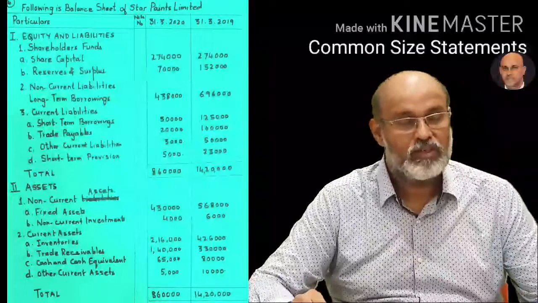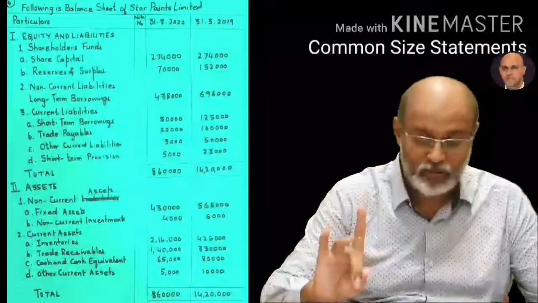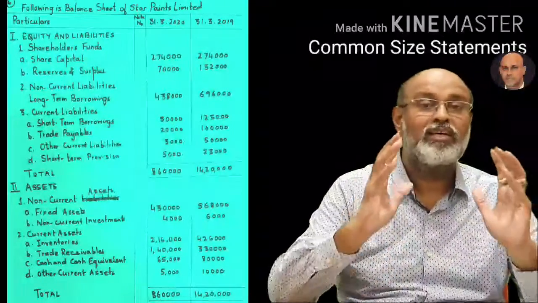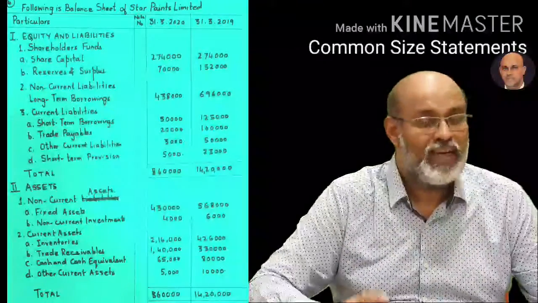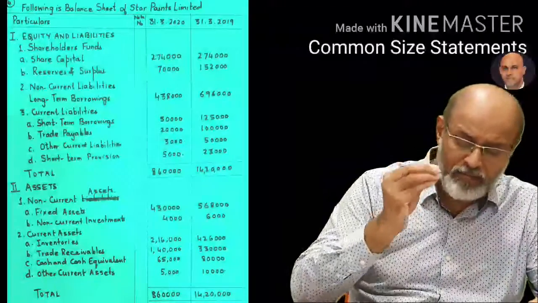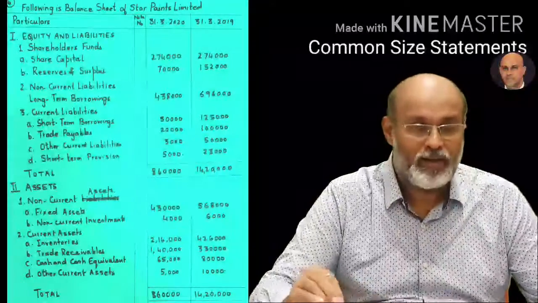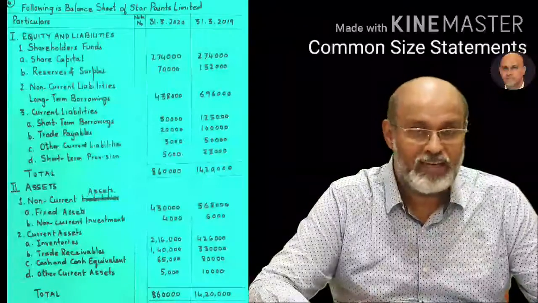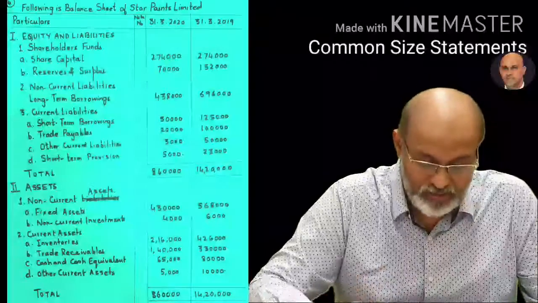Then we go to reserves and surplus. Your reserves and surplus is 1,52,000. You divide it by the total equity and liabilities of that particular year, which is 14,20,000. So 1,52,000 divided by 14,20,000 will give you 10.70. So your reserves and surplus percentage of the balance sheet of the previous year is 10.70.